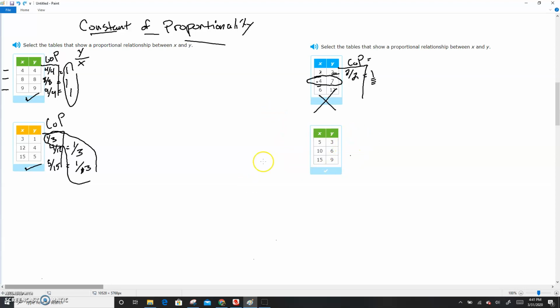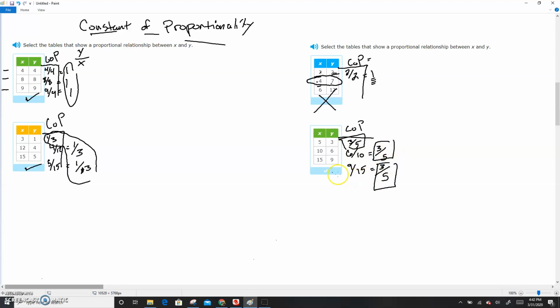COP. We have 3 over 5. That means 5 times 3 over 5 is going to get us 3. We have 6 over 10, and we have 9 over 15. We simplify. 6 divided by 2 is 3. 10 divided by 2 is 5. Now, 9 divided by 3 is 3, and 15 divided by 3 is 5, and these are all the same.